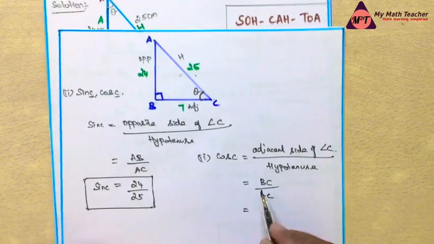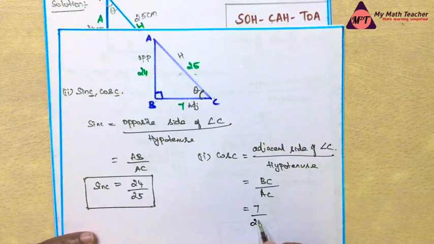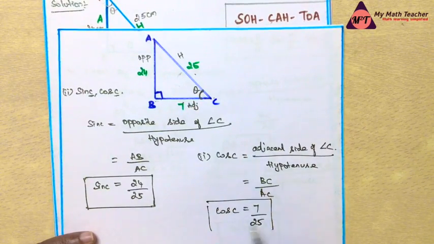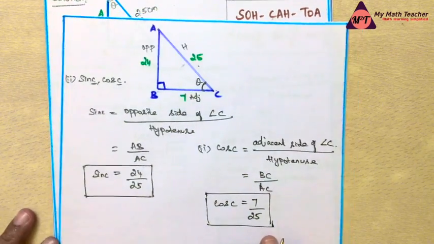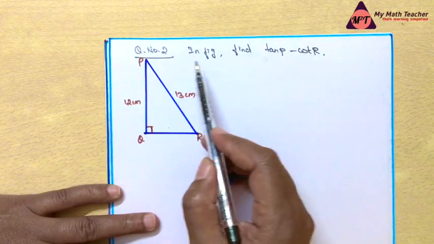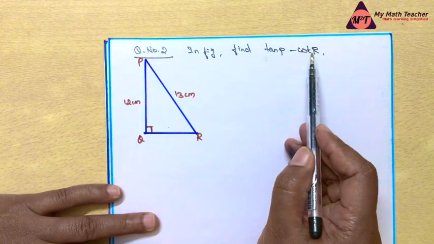That is equal to, BC is 7, hypotenuse is 25. 7 by 25. The answer is cos C is 7 by 25. So this is the first question which we have solved. Now let us move on to the second question. The second question is, from this diagram, this triangle, we have to find tan P minus cot R.